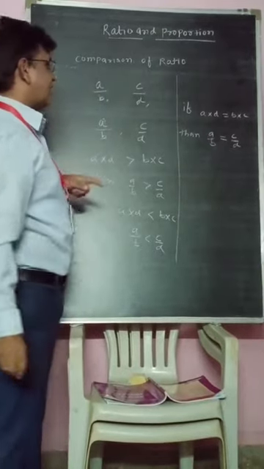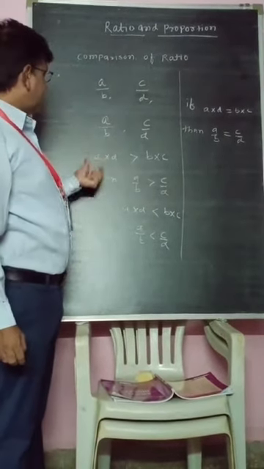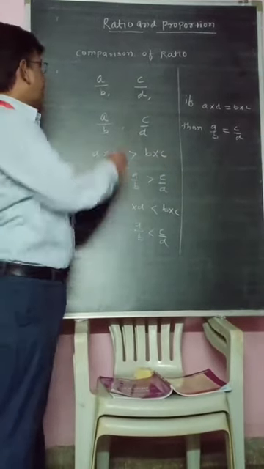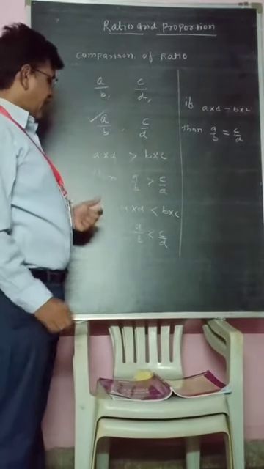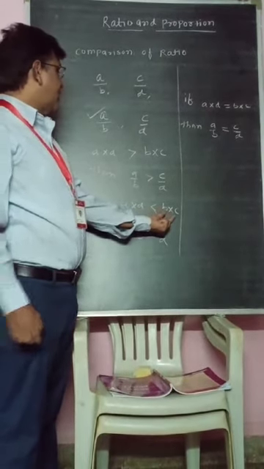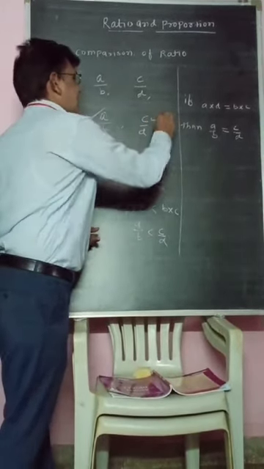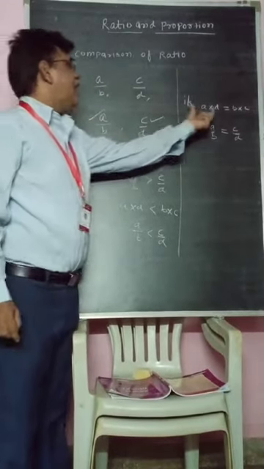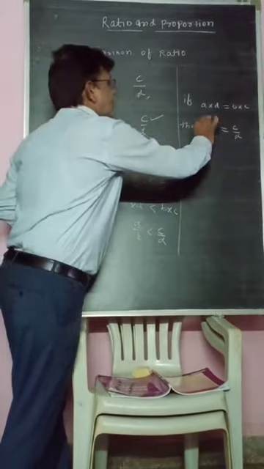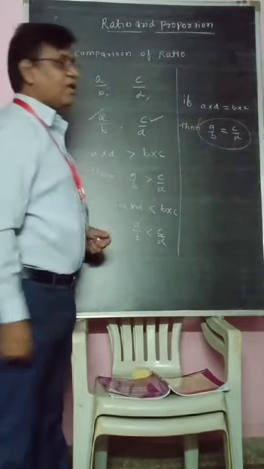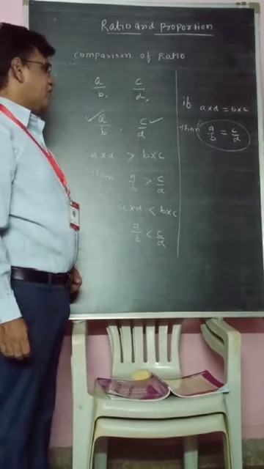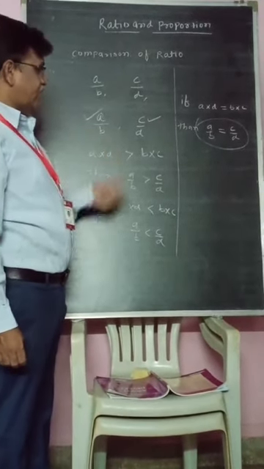These three conditions are there. If a into d is greater than b into c, then the first ratio is greater. If a into d is smaller than b into c, then the second ratio is greater. And if a into d is equal to b into c, then both the ratios are equal. In this way, you can compare any two ratios.